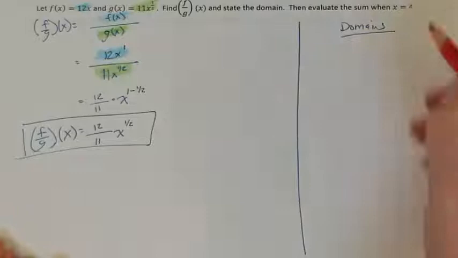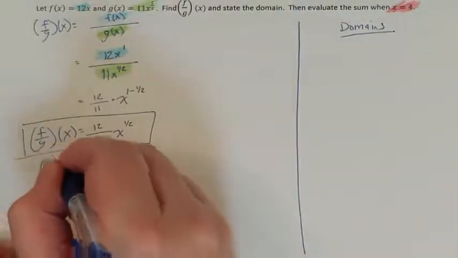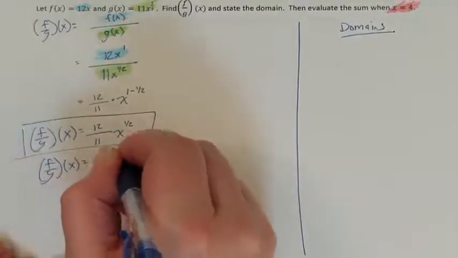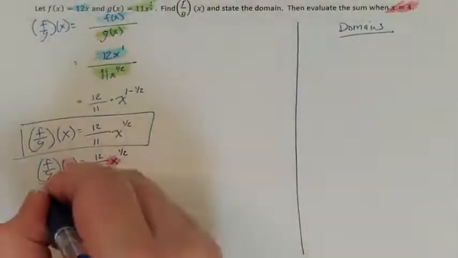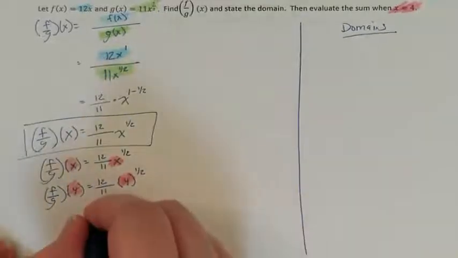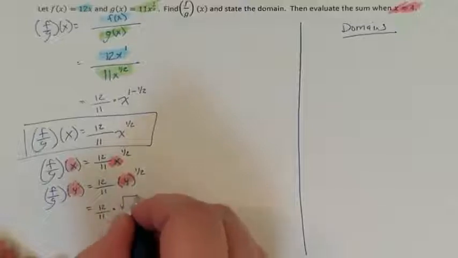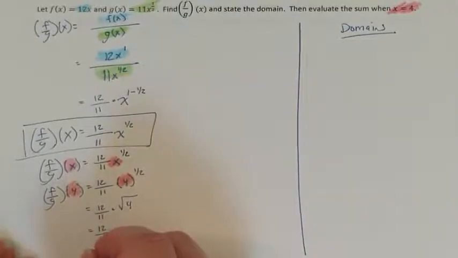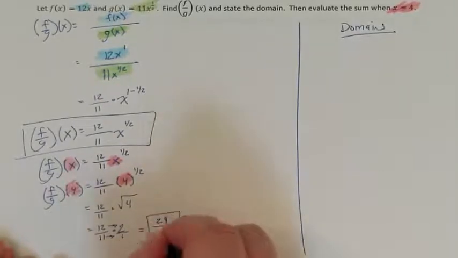So now we're being asked to evaluate that at 4. So I have my f divided by g of x function, and these x's are supposed to be replaced with 4's. So evaluating that, I have 12 over 11 times the square root of 4. And I know the square root of 4 is 2. So I have 12 over 11 times 2. We're supposed to multiply fractions straight across, and this is a fraction. So this is the fraction 24 over 11.